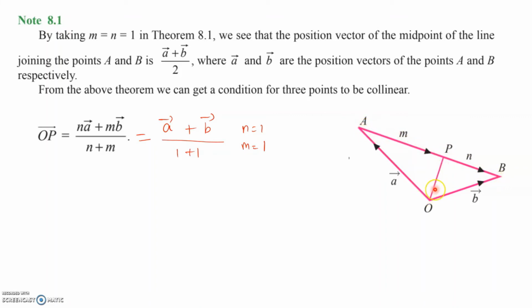And then the vector OP, which divides AB exactly into two equal halves, or meets AB at the midpoint of AB, can be defined with this formula. So further, this is vector A plus vector B divided by 2. So this is our midpoint formula for a position vector. Okay.